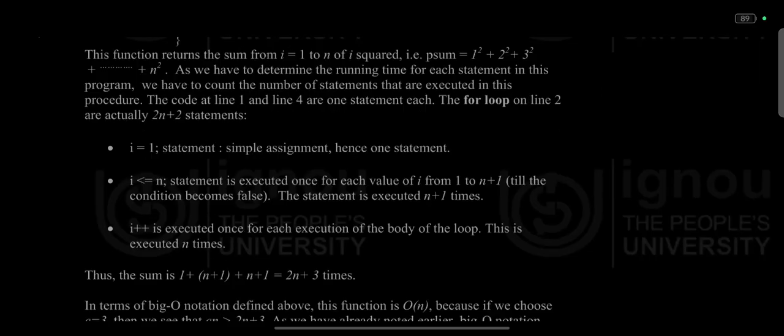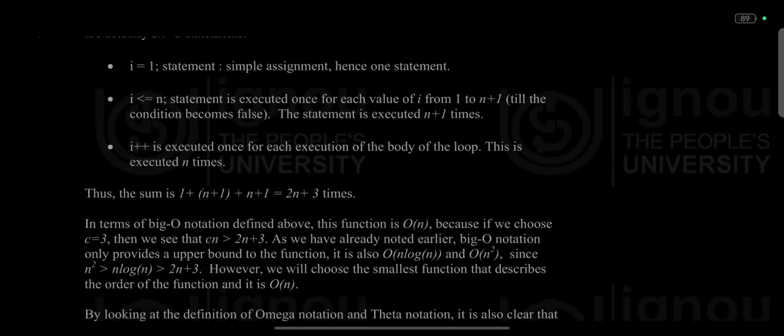i equals 1 is a simple assignment, hence 1 statement. The statement i less than or equal to n is executed once for each value of i from 1 to n plus 1, until the condition becomes false, so it is executed n plus 1 times. i plus plus is executed once for each execution of the body of the loop, so it is executed n times. Thus, the sum is 1 plus n plus 1 plus n, which is 2n plus 2 statements plus the final one, giving 2n plus 3 times.